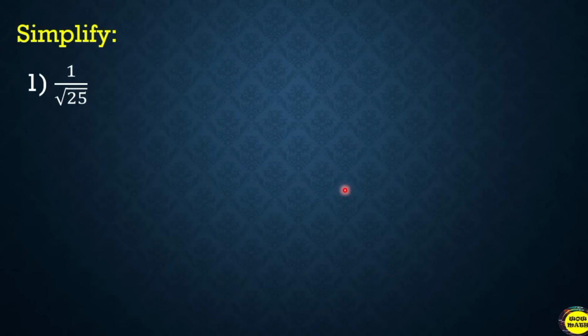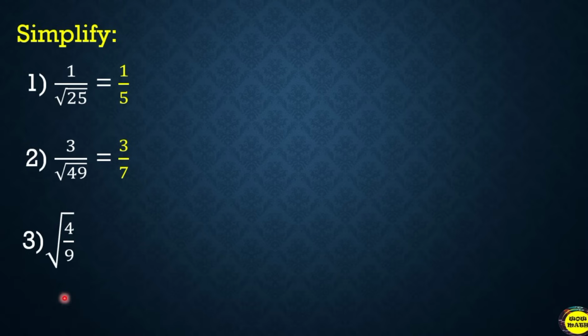Okay, so for example, we have 1 over square root of 25. Since ang square root of 25 naman, 25 is a perfect squared. So therefore, madali natin kunin yan, no? So square root of 25 is 5, so therefore that is 1 over 5. 3 over square root of 49, so 49 is a perfect squared, so therefore square root of 49 is 7, 3 over 7. Next, square root of 4 over 9, so pwede nating ilagay square root of 4 over square root of 9. And 4 and 9 is a perfect squared, so square root of 4 is 2, square root of 9 is 3. So therefore the final answer is 2/3.